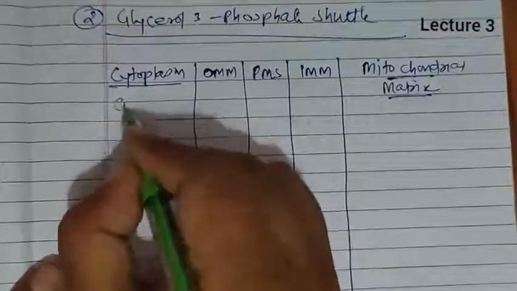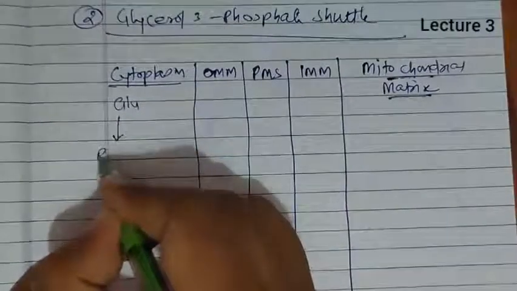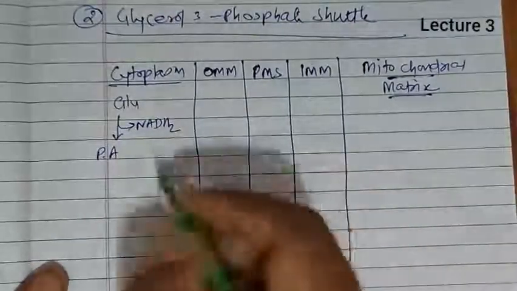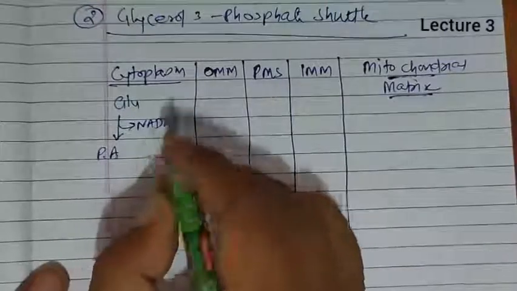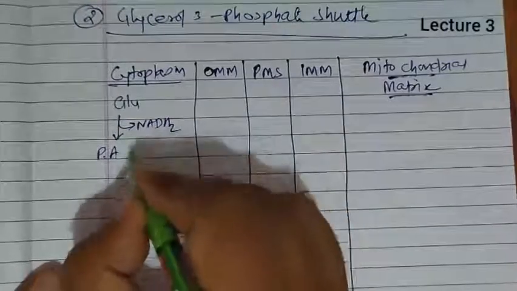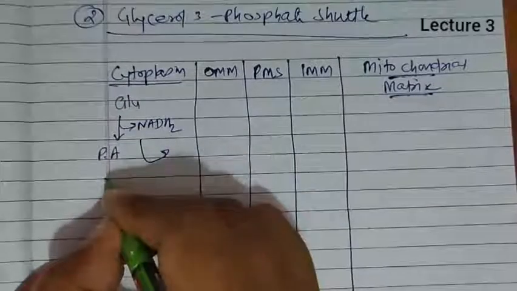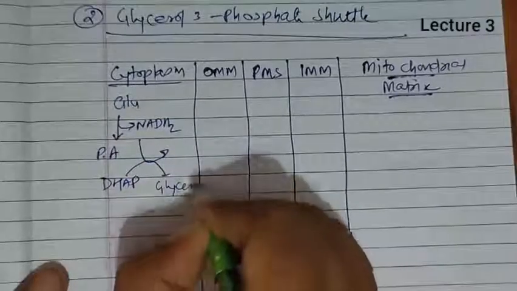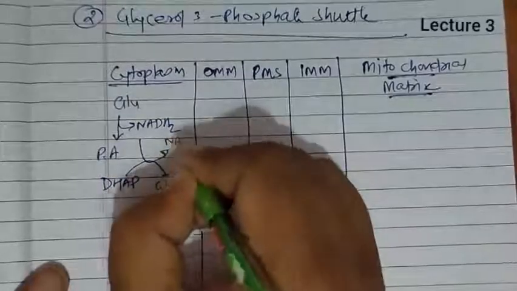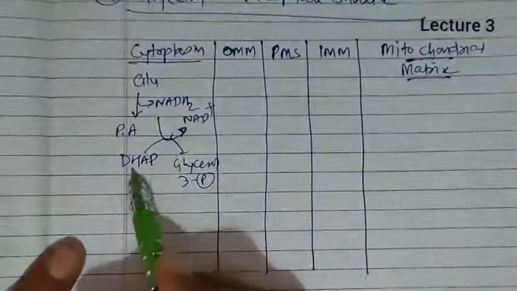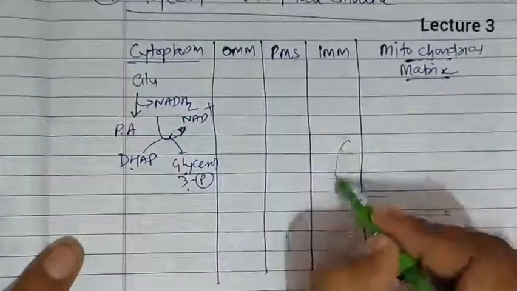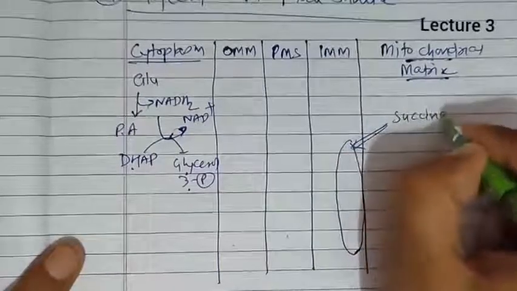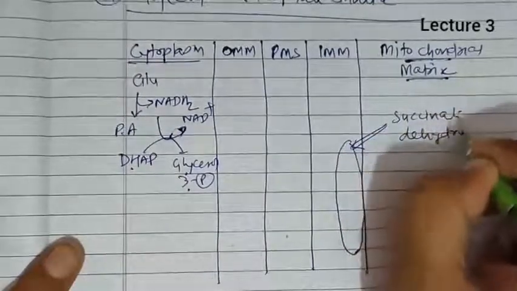Now if we see here, what is going to happen? In the cytoplasm, glucose is going to break into pyruvic acid and it is going to produce NADH2. Now this NADH2 reacts with DHAP to form glycerol 3-phosphate, and NAD is produced. Okay, so when it reacts with the DHAP, glycerol 3-phosphate is produced. Now in the inner mitochondrial membrane, there is an enzyme complex known as the succinate dehydrogenase complex.